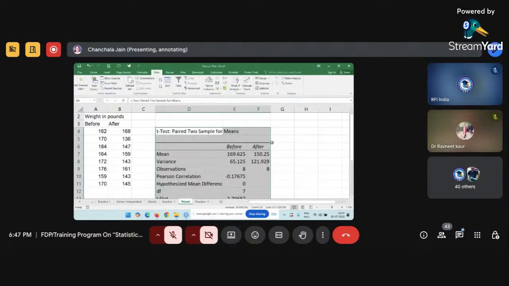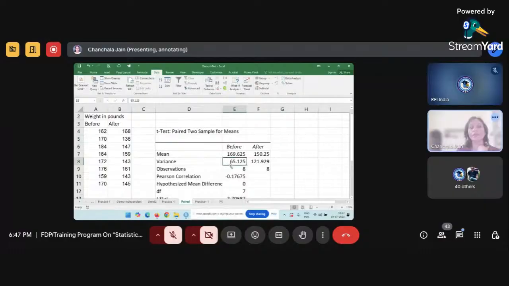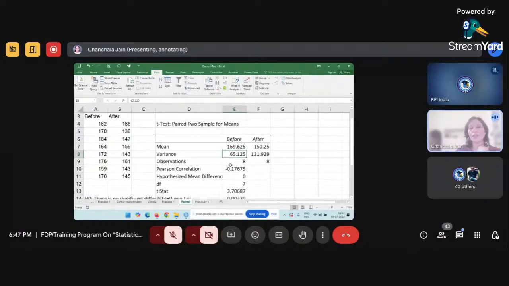Fine. So the output is generated by the Excel for us. You can check it. Now I'll explain the interpretation of it. You can see the mean weight before opting the diet plan was 169.625. After opting the diet plan, it is 150.25. Variance in the weight before opting the diet plan is 65.125. Variance after opting the diet plan is 121.929. Observations are 8 and 8 in both the groups.